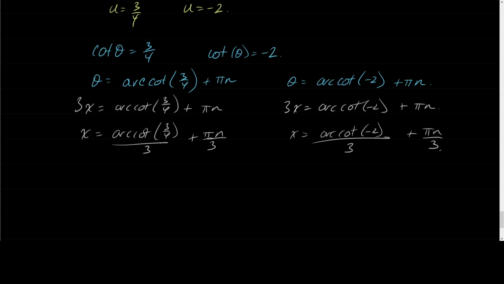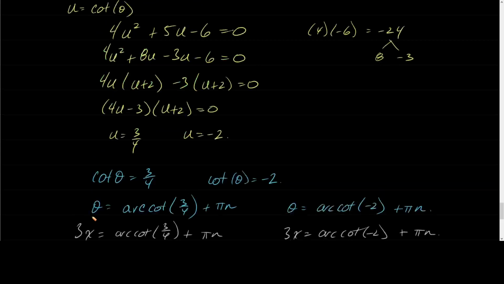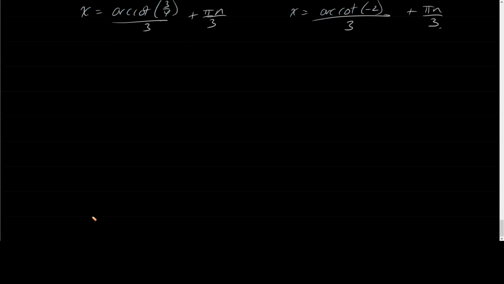All right, let's do one more, and let's see what we're at. We're at I, so let's do J. Let's say that we had something like 4 cosine squared of x over 3 minus 4 cosine of x over 3 minus 1 is equal to 0. All right. So let's see what we can do here.